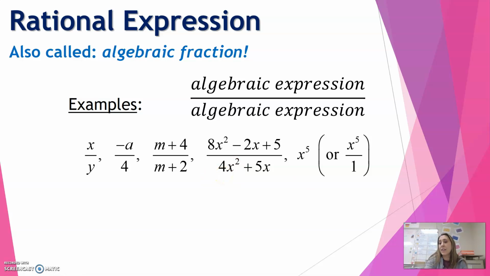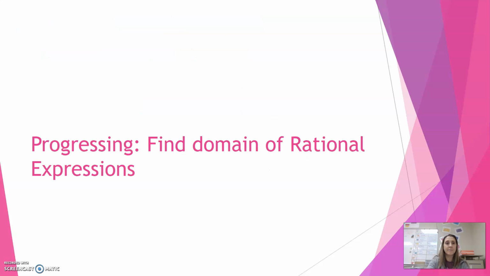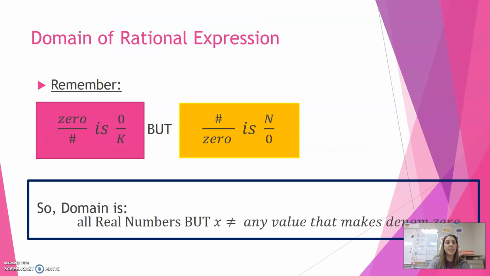And then x to the fifth could also be a rational expression because we could just put it over 1 and make it into a fraction. So really that's all we're doing. We're just taking algebraic expressions. So it's an algebraic expression over an algebraic expression, or a number over an algebraic expression, or an algebraic expression over a number. There's lots of different ways that this can be done. It's pretty much anything. So we are going to start with finding the domain.